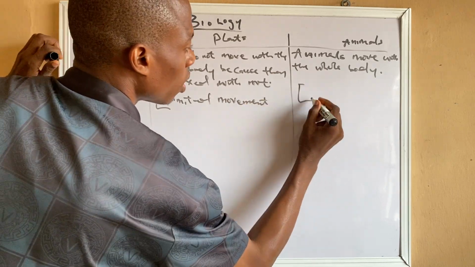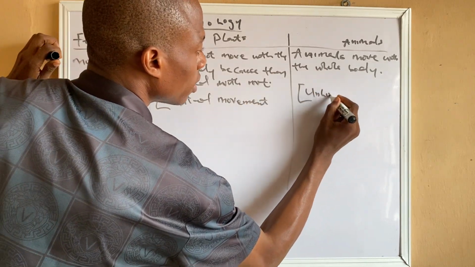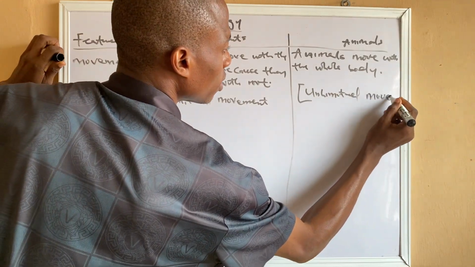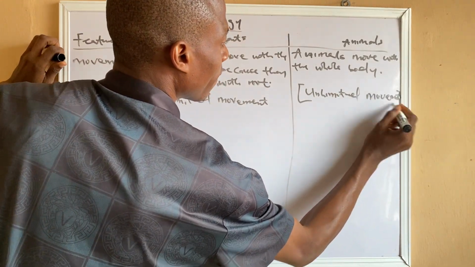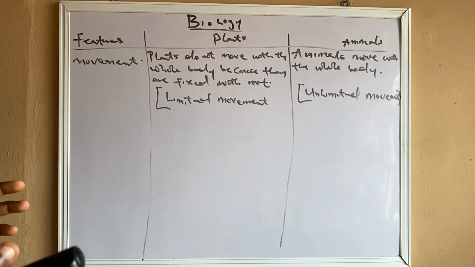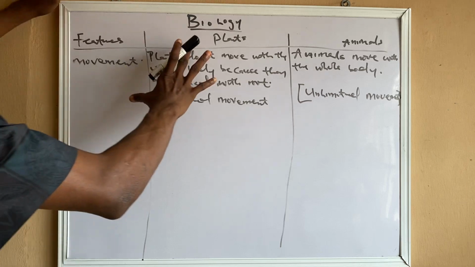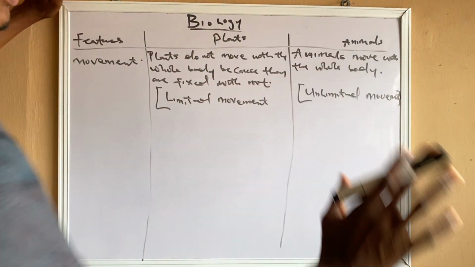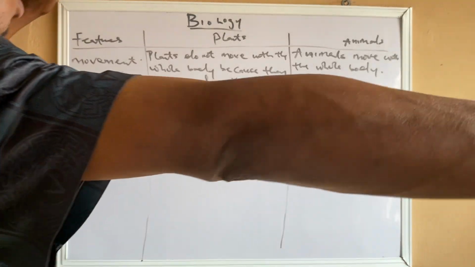Two, animals have unlimited movement. Yes, they have unlimited movement. Because plants are fixed with the roots, but animals are not fixed. Their movement is all around.